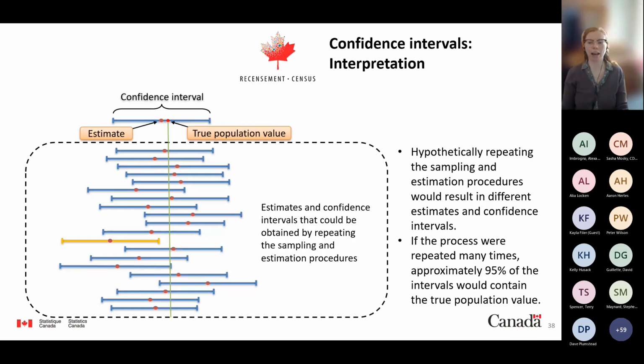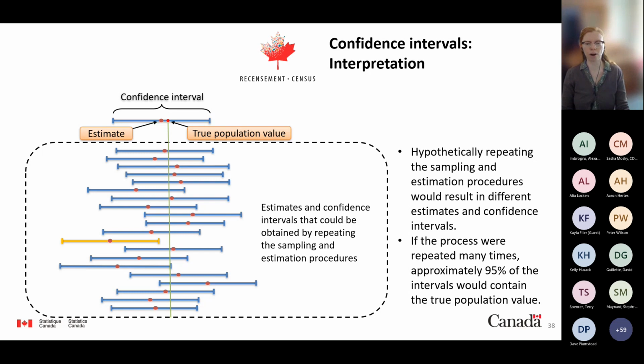In this slide, we have a diagram which gives a more precise depiction of the meaning of confidence intervals and the confidence level. At the top of the picture, there's a confidence interval showing the estimate and the true population value, which in this case is contained in the confidence interval. But the estimate and the confidence interval depend on the sample we draw. And the sampling is a random process, and different samples will generally result in different estimates and different confidence intervals.